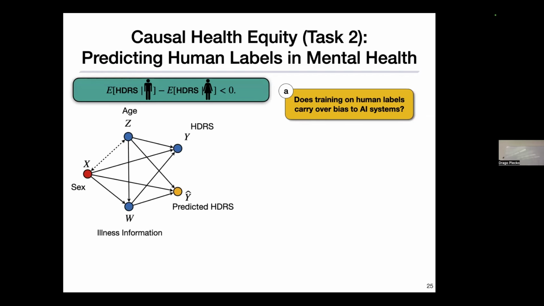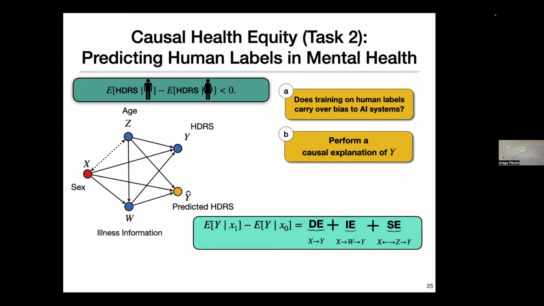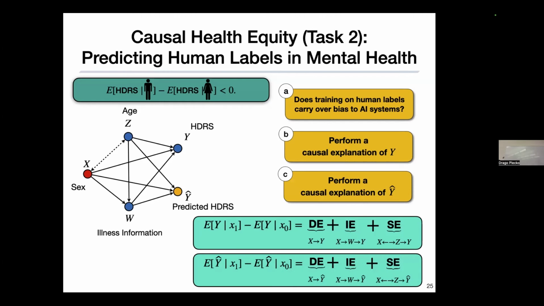And importantly, we build again our causal model for this. And two things to note. First, we can perform the causal explanation on the true outcome itself. So what that means is we want to look at the difference between groups in the true outcome and attribute it to direct, indirect, and spurious effects. This is part one. Part two is we can decompose the Y hat. We can decompose our predictor as well, right? And our predictor is different from the true outcome, right? And we could get a different decomposition for the predictor, okay? And now the key question is, how do we think about these two decompositions, right?